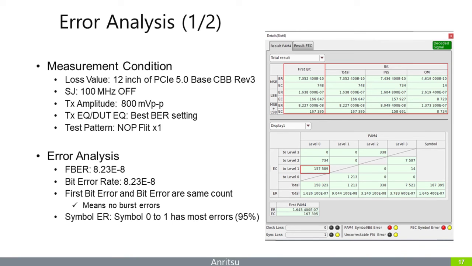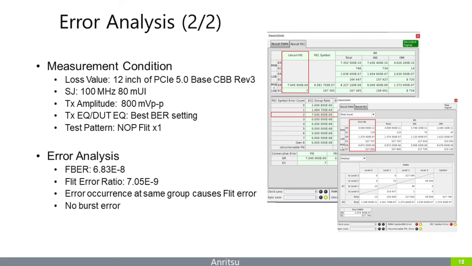And then when the error detector analyzes when errors happen, the error detector finds that when the symbol changes from 0 to 1, almost all the errors happen. 95% of errors happen when the symbol moves from 0 to 1. So this is the function of the error detector, to analyze what's happening when the DUT generates errors.